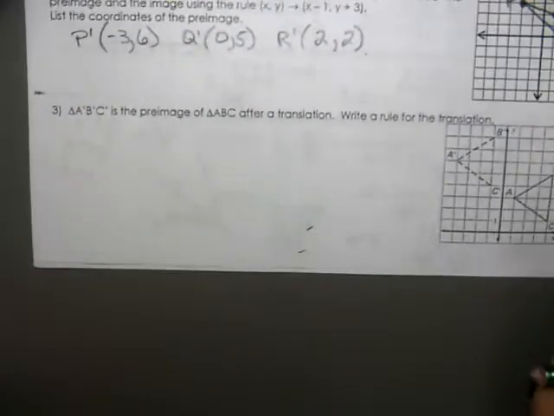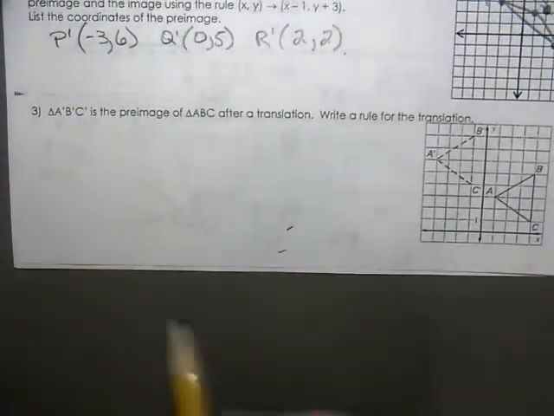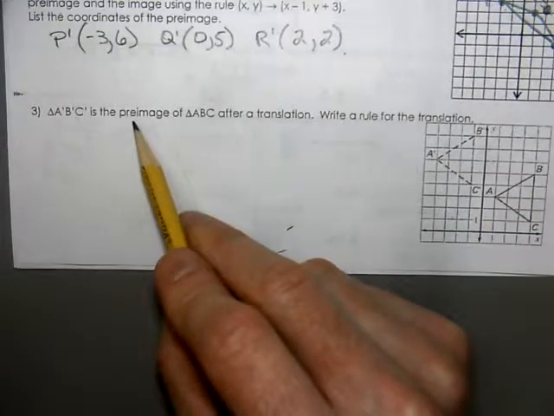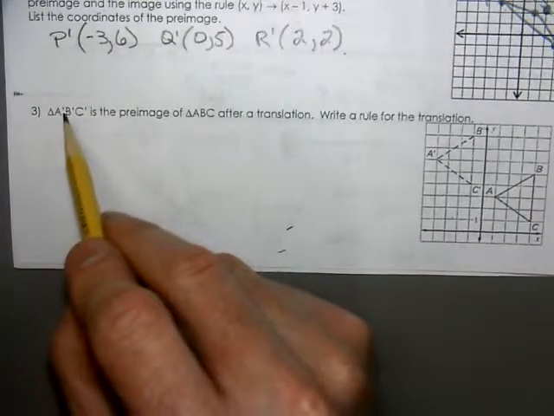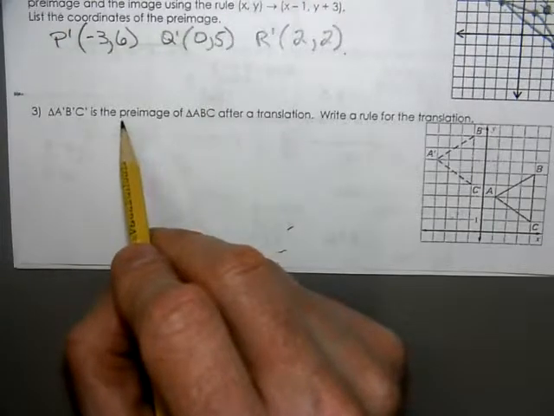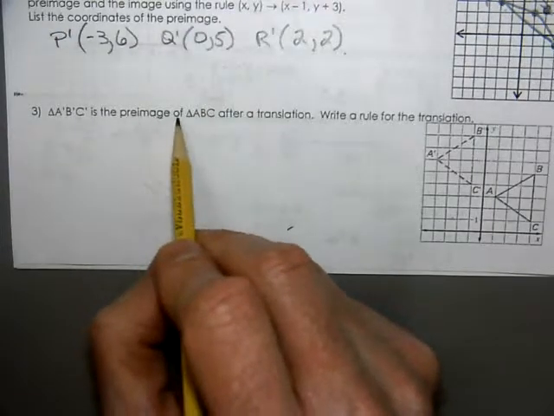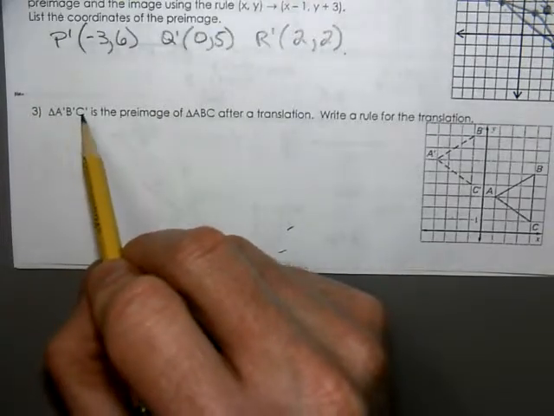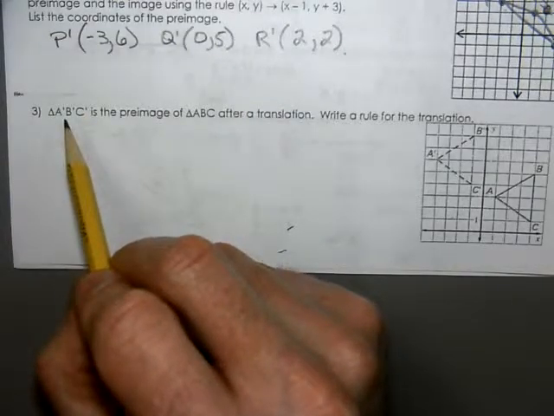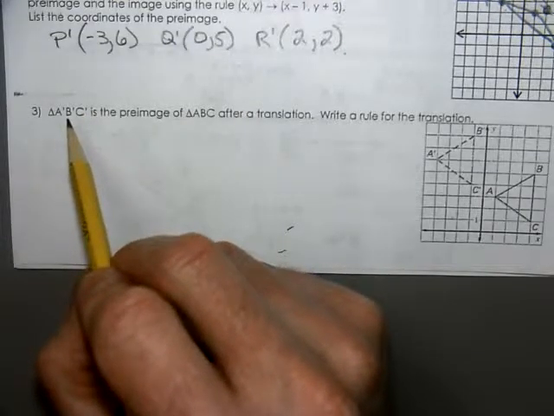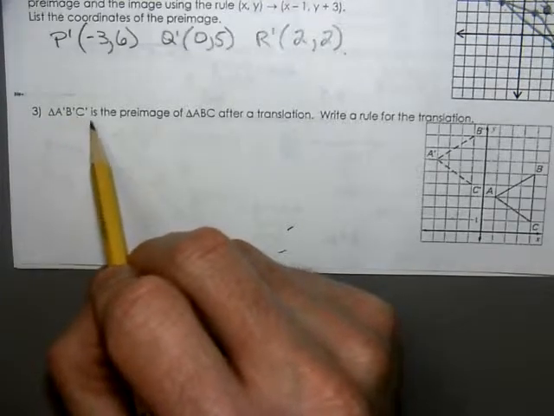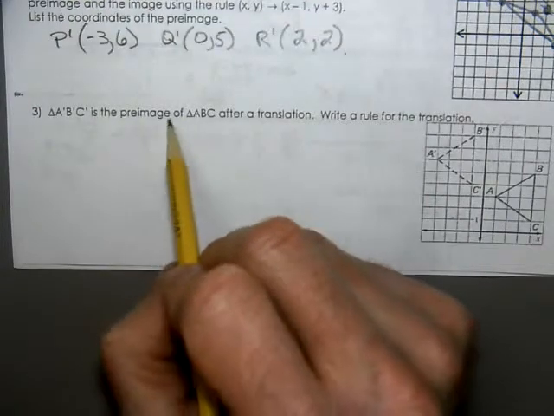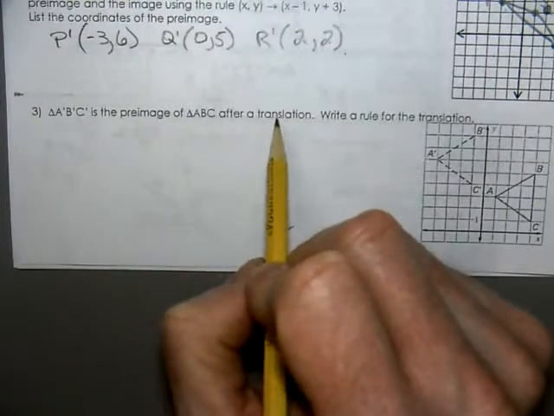This next one, we have triangle ABC, which is our preimage, or the original, A prime, B prime, and C prime. Let's see, this is worded funny here. A prime, B prime, and C prime typically would be your image. They're saying that the A prime, B prime, and C prime is the preimage. It's before it. It's the preimage of ABC after a translation.